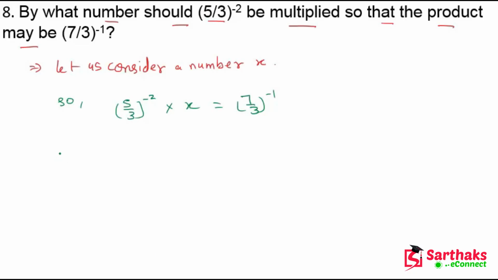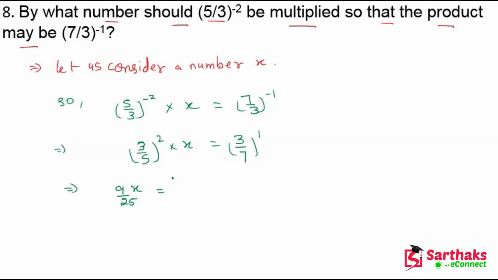Okay, got it? So here we can write it as (3/5) raised to power 2 into x, and this will be (3/7) raised to power 1. Yes, so this will become like 9 upon 25x.